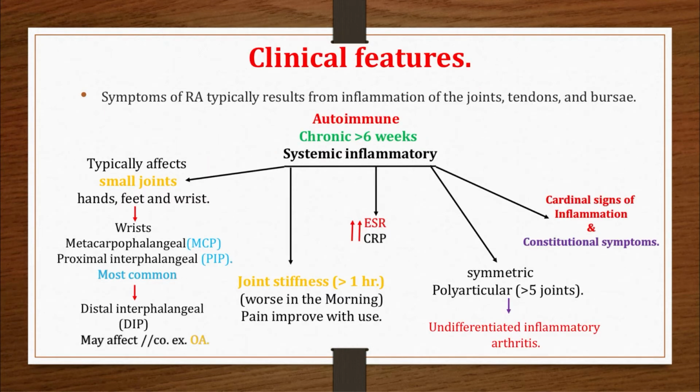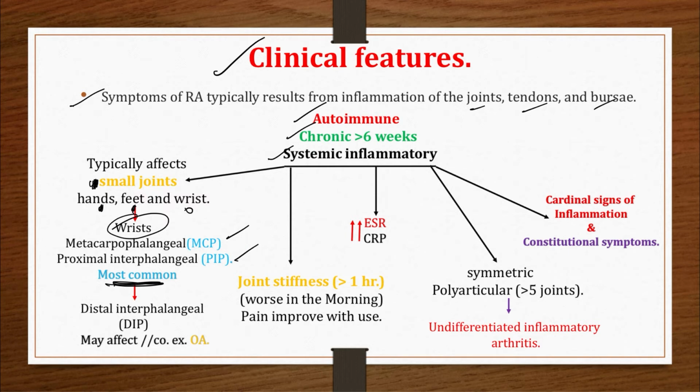Now let's talk about the clinical features of rheumatoid arthritis. The symptoms of RA typically result from the inflammation of joints, tendons and bursae. As we already know, rheumatoid arthritis is an autoimmune, chronic, systemic inflammatory type of arthritis which affects your small joints involving your hands, feet and your wrist. Please take note that the wrist is the most commonly involved joint in rheumatoid arthritis, along with the MCP metacarpophalangeal joint and PIP proximal interphalangeal joint.